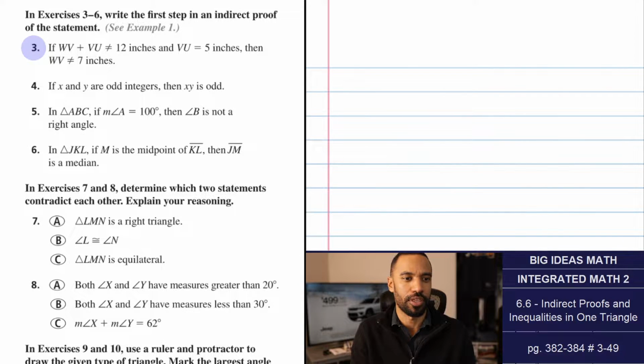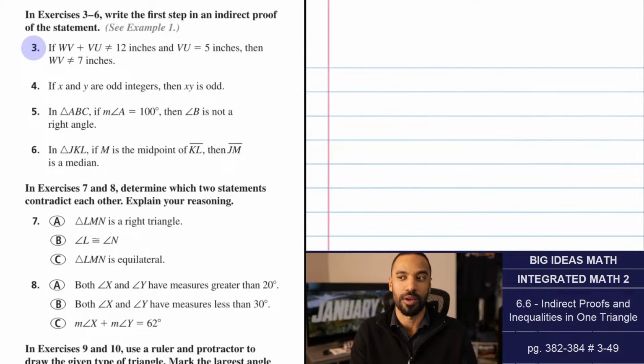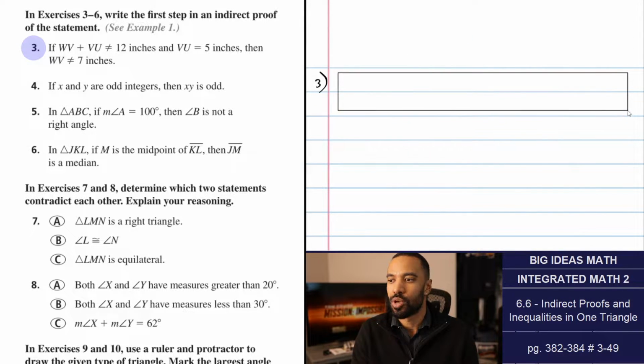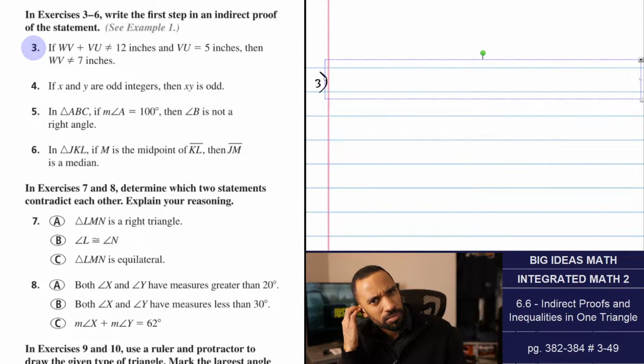We do start off with indirect proofs. They just say the first step. In exercises 3 through 6, write the first step in an indirect proof of the statement. Now, what I'm also curious about is what kinds of questions they give us. Is this all about this current chapter only, or will they talk about a parallelogram, and a circle, and I don't know. We're going to figure out what they're going to do. So that step 1 is the assume it's not true kind of thing.